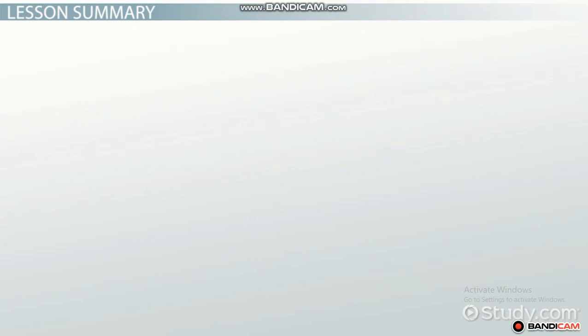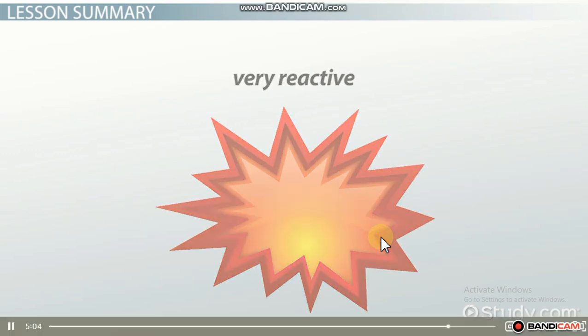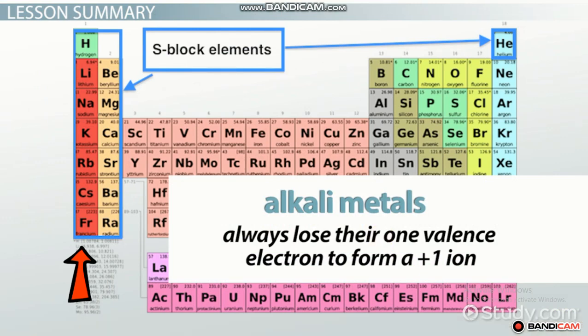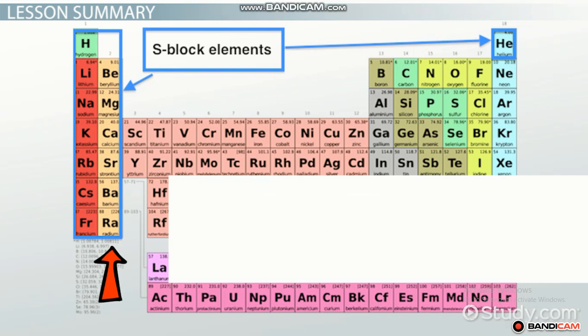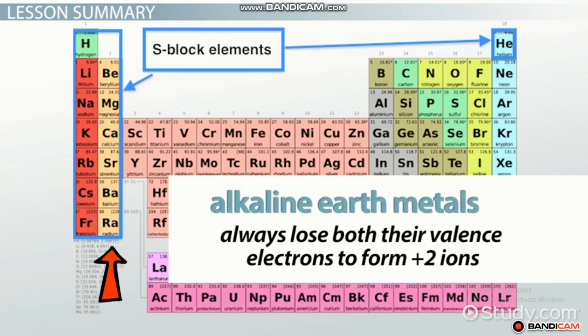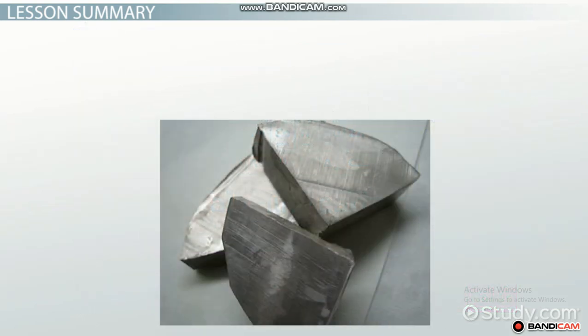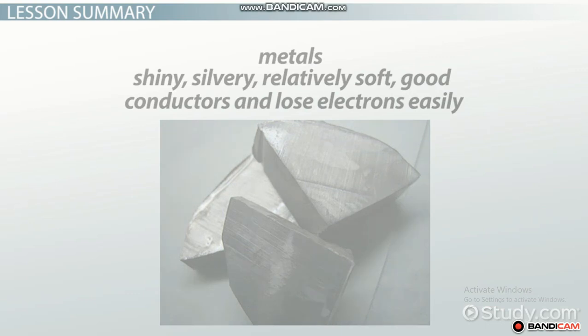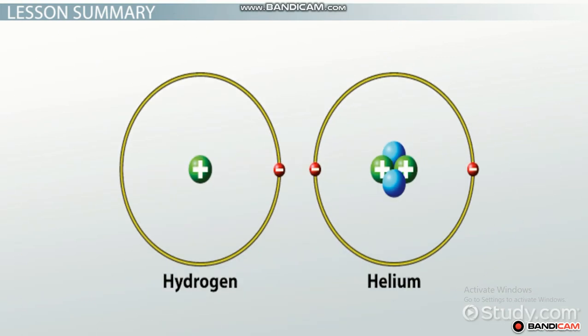S-block elements are very reactive. Elements in column 1, the alkali metals, always lose their 1 valence electron to form a +1 ion. Elements in column 2, the alkaline earth metals, always lose their valence electrons to form +2 ions. S-block elements, except hydrogen and helium, are metals that are shiny, silvery, relatively soft, good conductors, and lose electrons easily. Hydrogen and helium are similar to S-block elements in that they have valence electrons in the s orbital. Otherwise, they lack similar properties.